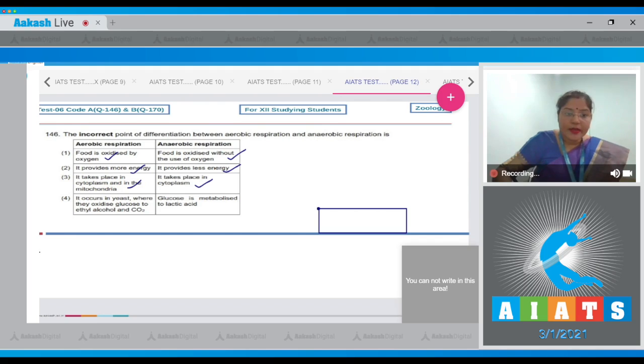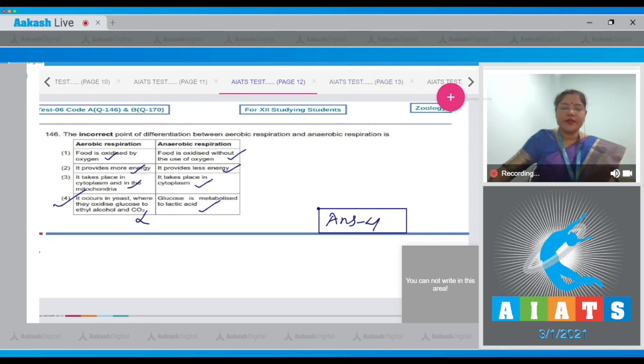Option 4. It occurs in yeast where they oxidize glucose to ethyl alcohol and CO2. This is incorrect because yeast fermentation is an example of anaerobic respiration, not aerobic respiration. In anaerobic respiration, glucose is metabolized to lactic acid. Yes, this is correct, but this is an incorrect point of differentiation. So, the correct answer to this question is option number 4.